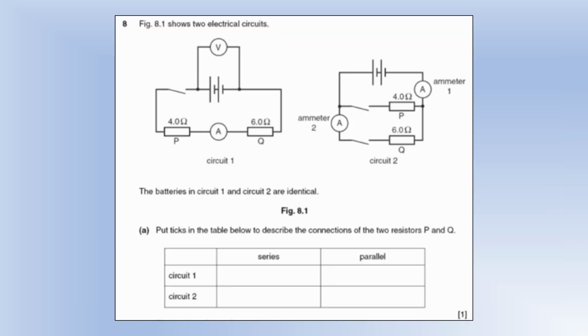So we've got two electrical circuits. So we've got 4 and 6 ohm resistors, one in series, one in parallel. But the batteries in the two circuits are the same. Put ticks in the table to describe the connections. So P and Q in circuit 1 are clearly in series, and then in circuit 2 they're in parallel.